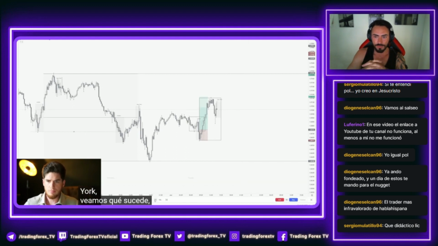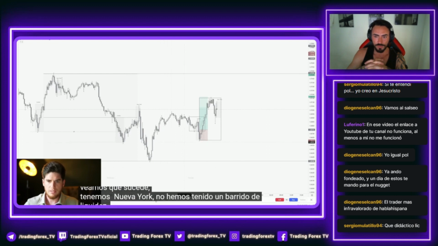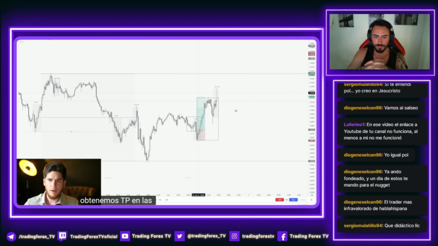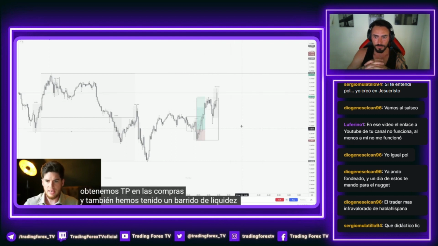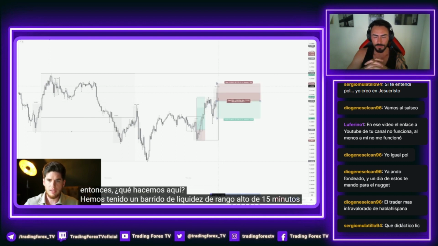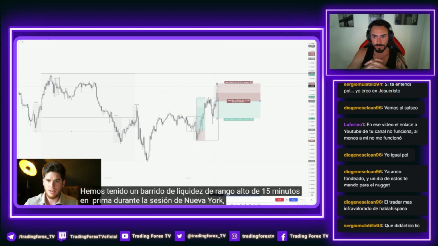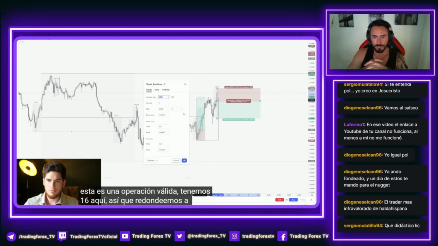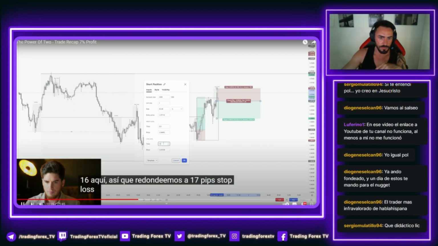Let's see what happens. We've got New York. We've had no sweep of liquidity to the low. We get TP on the buys. And we've had a sweep of liquidity here as well. So what do we do here? We've had a 15-minute range high sweep of liquidity in premium during New York session. This is a valid trade. We've got 16 here, so let's round up to a 17 pip stop loss.